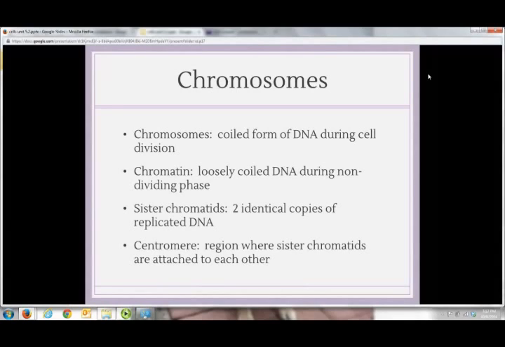When we do have chromosomes, they're going to be made up of two sister chromatids. These are the two identical copies of the replicated DNA. When you picture the X shape of the chromosome, each of the chromatids is one side of the X. The centromere is the region where those sister chromatids are going to be attached to each other.